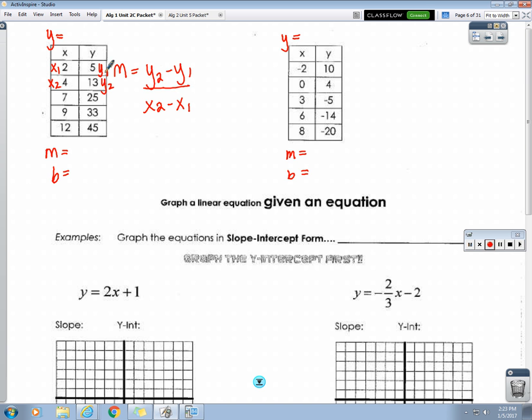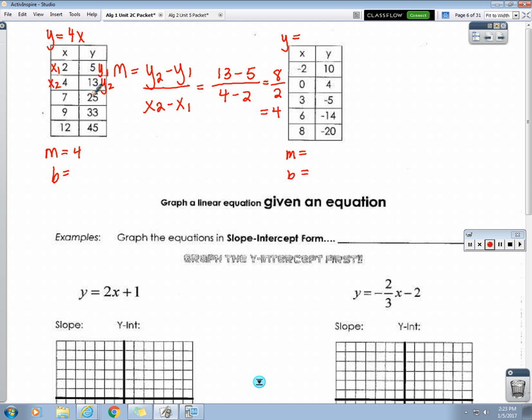Now that we've labeled them, we know where to plug them in. What goes in the y2? 13 minus 5 over 4 minus 2. 13 minus 5 is 8, 4 minus 2 is 2, and 8 over 2 is 4 over 1. But you don't have to write that. You can just write 4x. So we know our mx. Now we need to find our b.